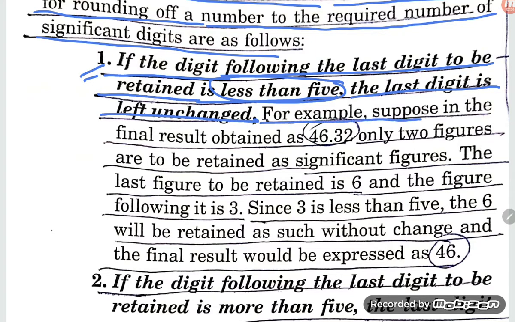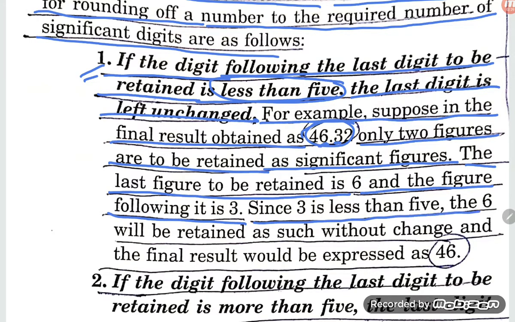For example, suppose the final result obtained is 4632, and only two figures are to be retained as significant figures. The last figure to be retained is 6, and the figure following is 3. Since 3 is less than 5, 6 will be retained as such without change, and the final result would be expressed as 46.